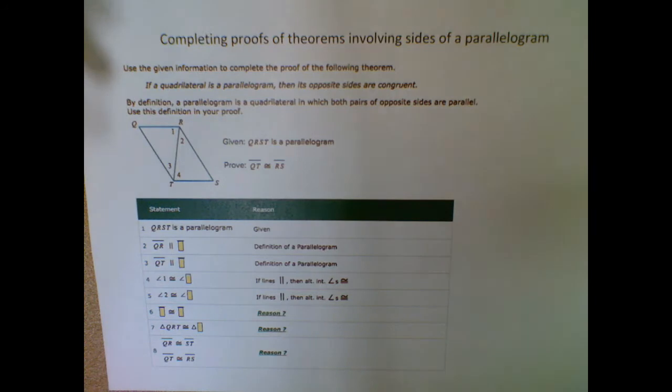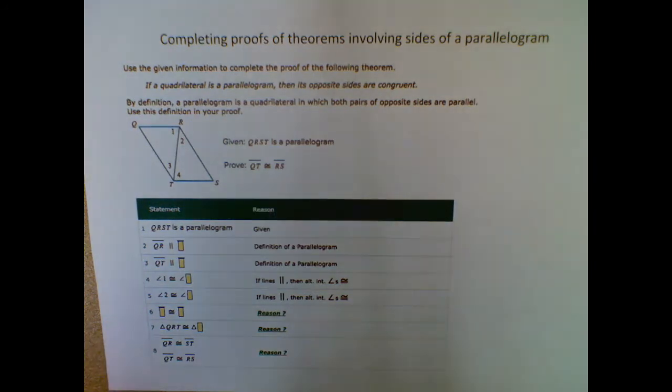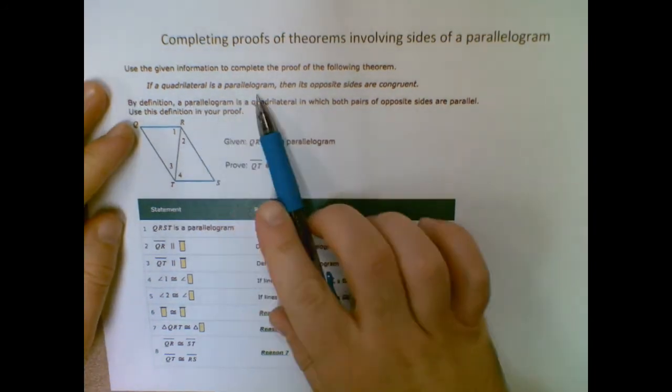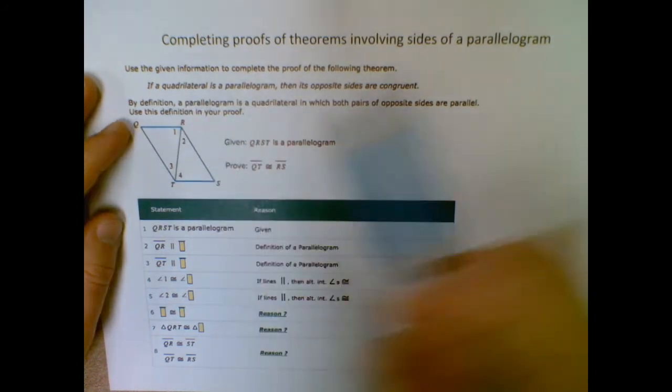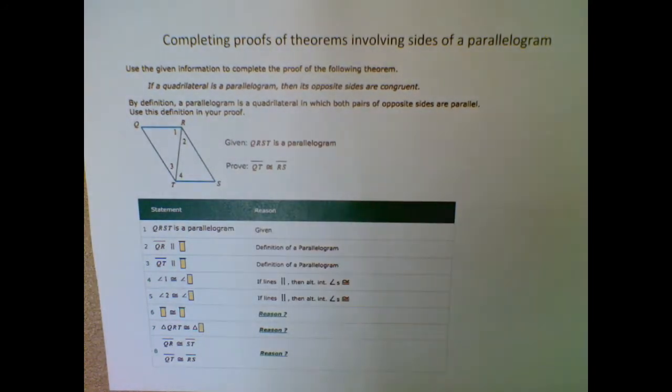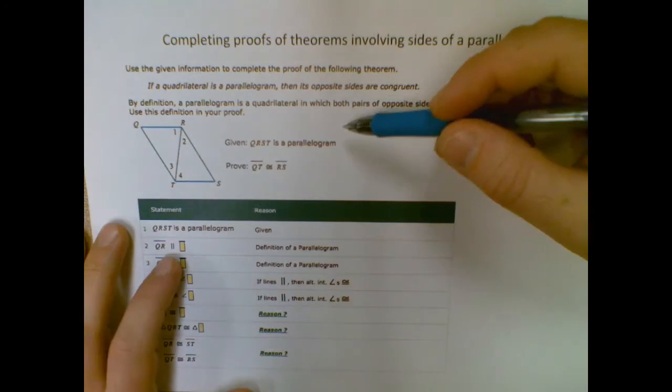Today we're going to be looking at the ALEKS topic, completing proofs of theorems involving sides of a parallelogram. Use the given information and complete the proof of the following theorem: if a quadrilateral is a parallelogram, then its opposite sides are congruent. We're probably going to need that here, because it starts off telling us it is a parallelogram.